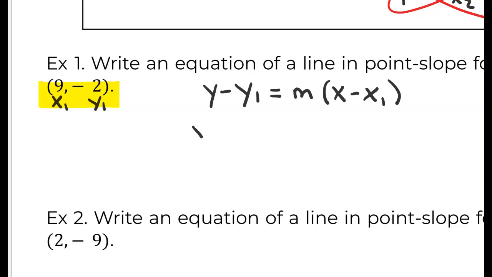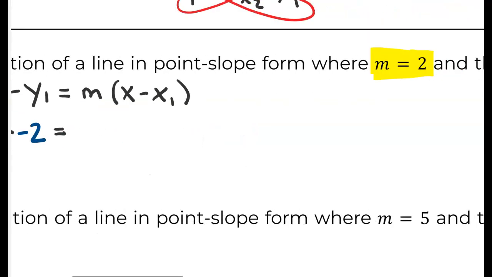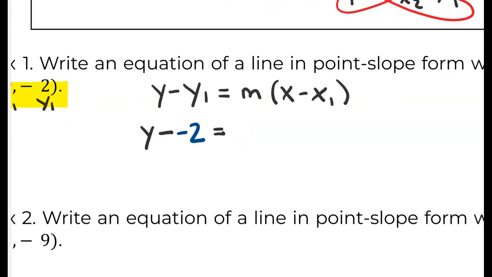So we'll do y minus our y1 value. We said that was -2, so I'm going to write minus -2, is equal to our slope. It told us was +2. So I'm plugging a +2 in for m. Then I'm taking x minus whatever my x1 was, and we labeled that as 9.